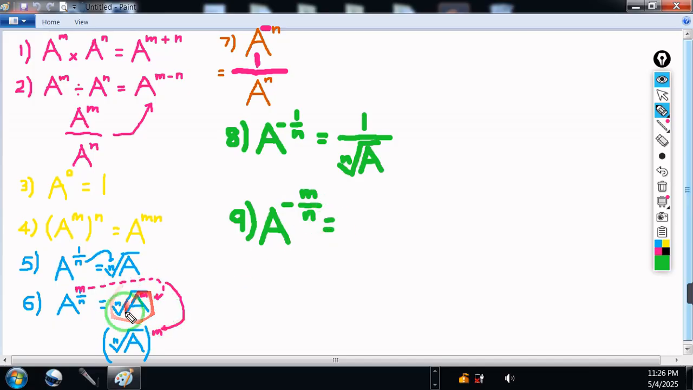First answer will be 1 over this first one. Which is the nth root of a to the power of m. So write a, put the thing over. Okay, you don't join them up like that. Actually, I should not join. It must not be joined up there.